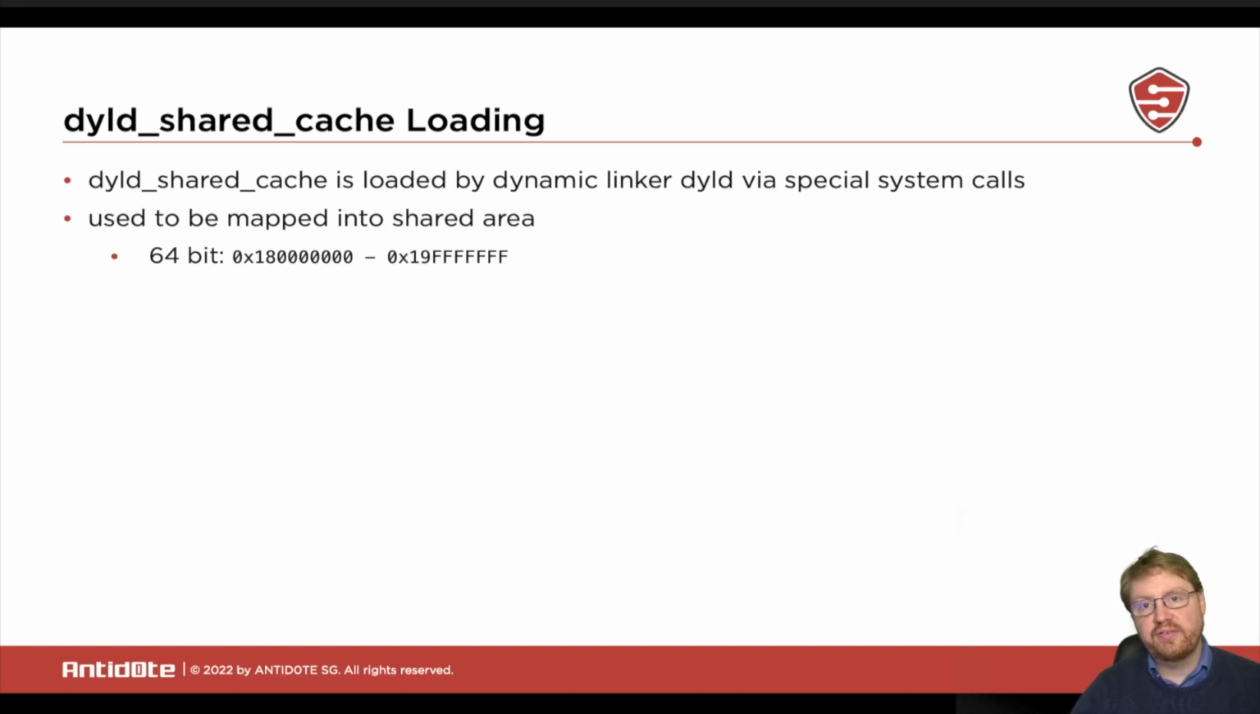Loading of these caches is done by the dynamic linker with the help of special system calls in the kernel. And this file used to be mapped between 0x1800... with a bunch of zeros and 0x1900... with a bunch of Fs, to this address space that was hard-coded. Nowadays it's coming as information from the shared cache file, so they can specify where they want to be loaded.